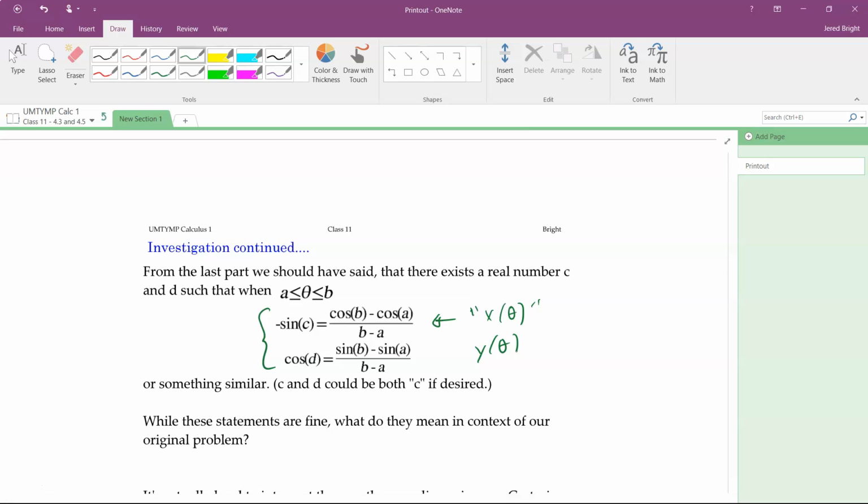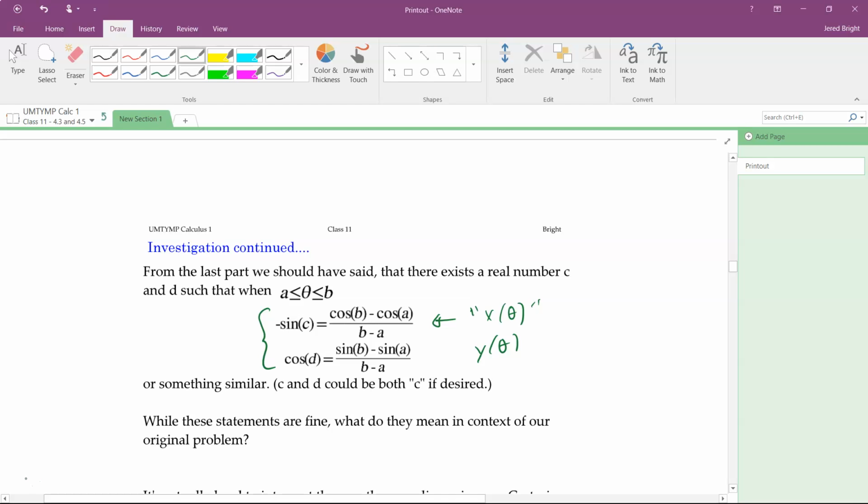It really doesn't matter what you use. Okay, but what do these mean? So if we dissect this a little bit, we have to think about the mean value theorem, right? The mean value theorem says that the average rate of change is equal to the instantaneous rate of change for some point in the interval. And that's very much the same thing.